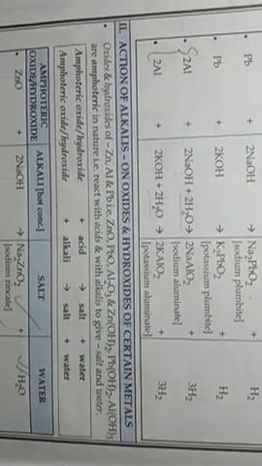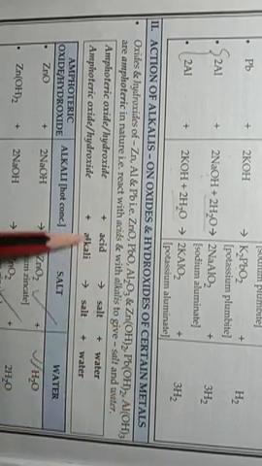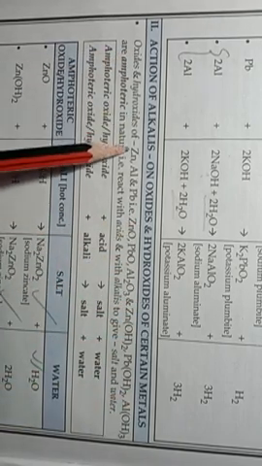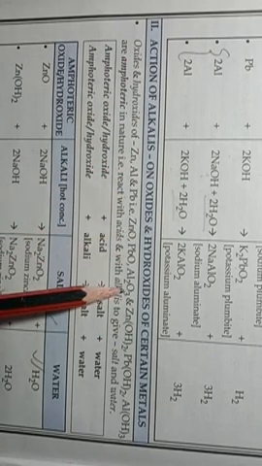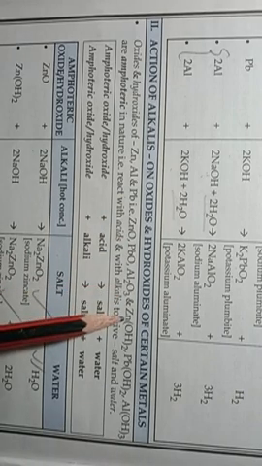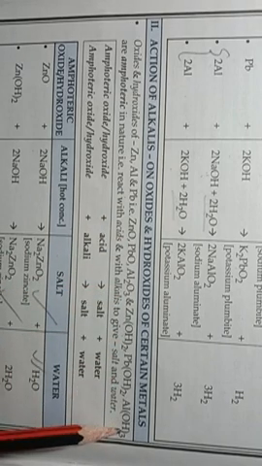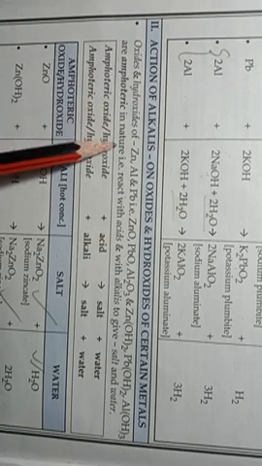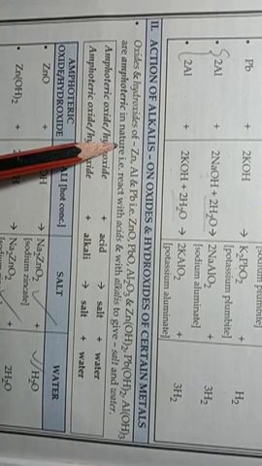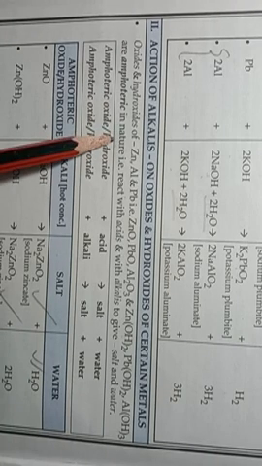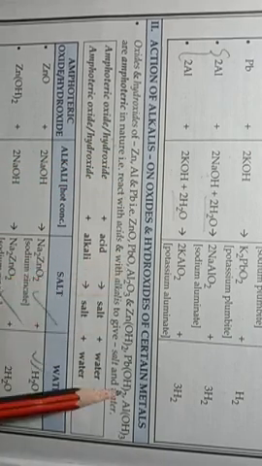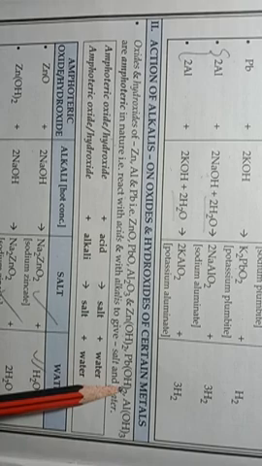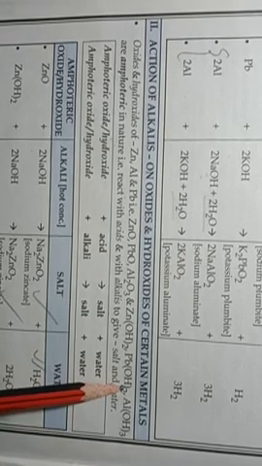Okay students, the next heading is action of alkalis on oxides and hydroxides of certain metals. Oxides and hydroxides of zinc, aluminium and lead, that is zinc oxide, lead oxide, aluminium oxide, and hydroxides like zinc hydroxide, lead hydroxide and aluminium hydroxide, are amphoteric in nature. So this point is very important. These metals, their oxides and hydroxides all are amphoteric in nature.